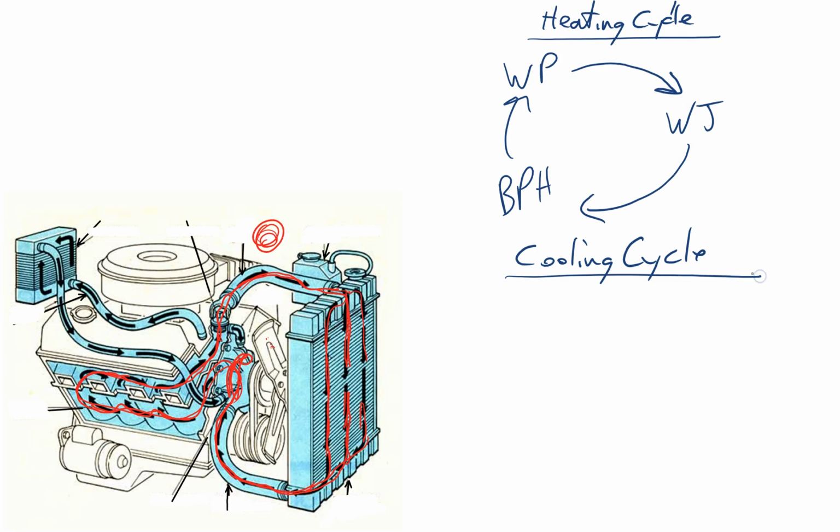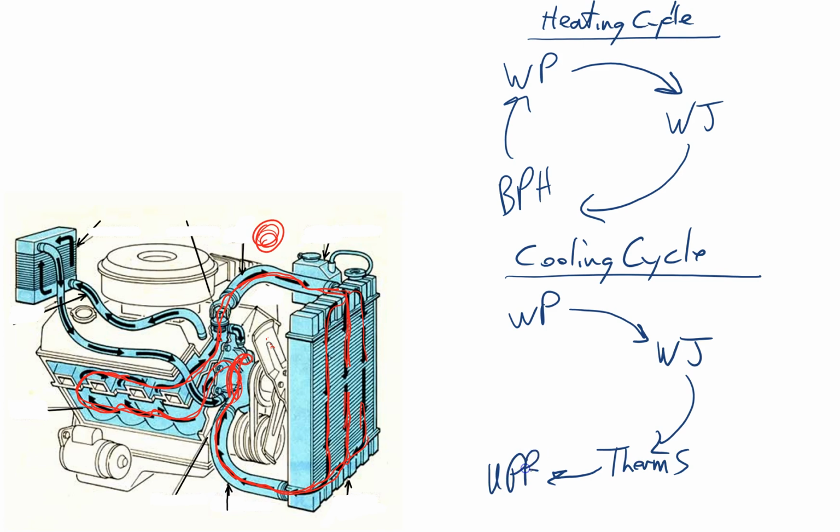Therefore our cooling cycle looks like this. Water pump goes to the water jackets, goes to the thermostat, from the thermostat, upper rad hose, from the upper rad hose goes to the radiator, from the radiator goes to the lower rad hose, and then back to the water pump.